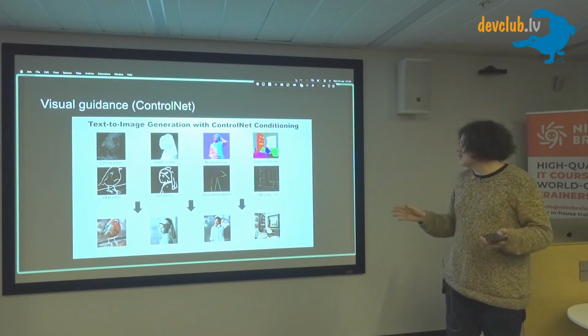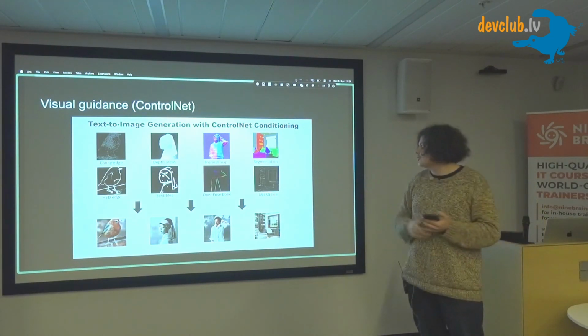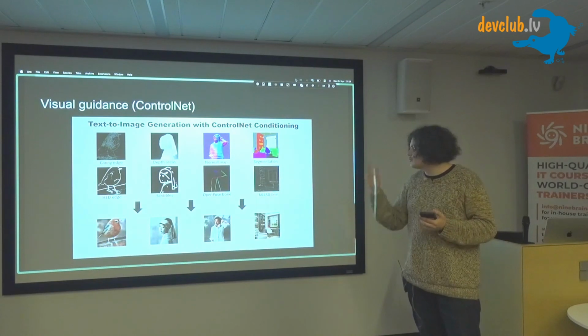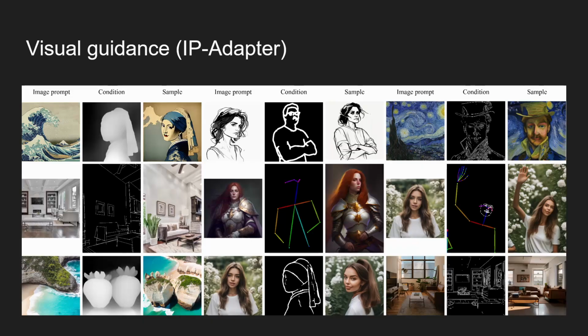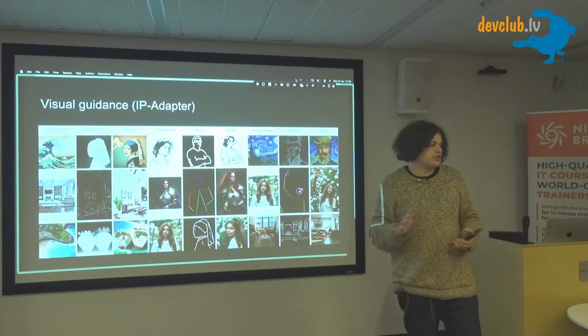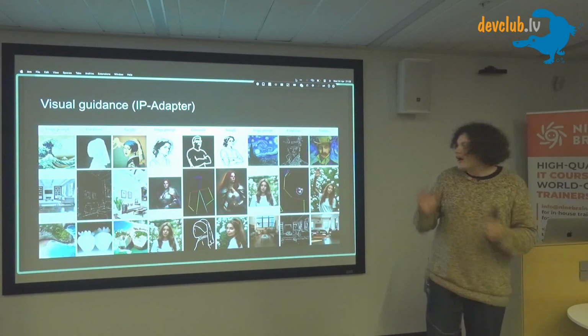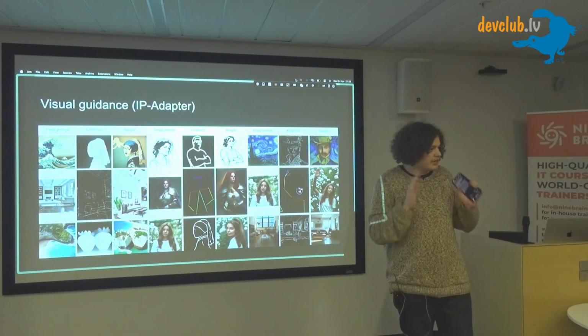There are a lot of different ControlNets: depth, normal maps, OpenPose, scribbles, a lot of different ones. And the last one is the IP adapter. So how does it work? While ControlNet was focusing mostly on the structure of an image, the IP adapter is focusing mostly on the style of an image.